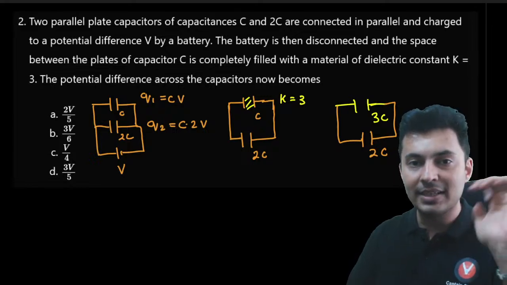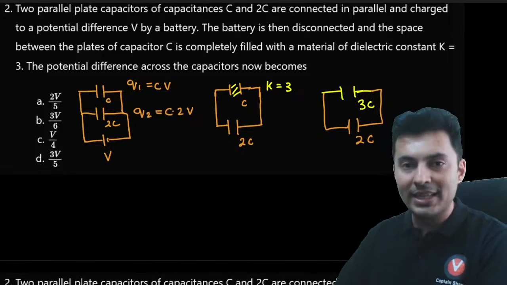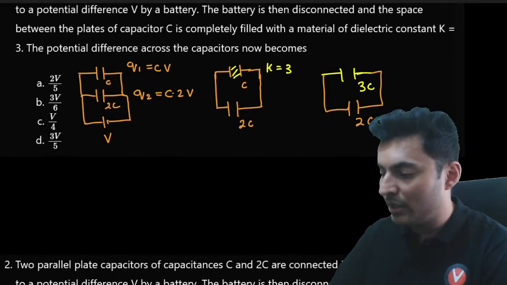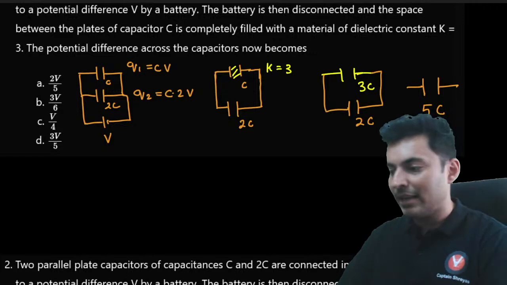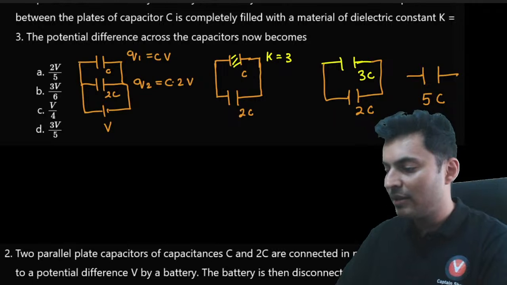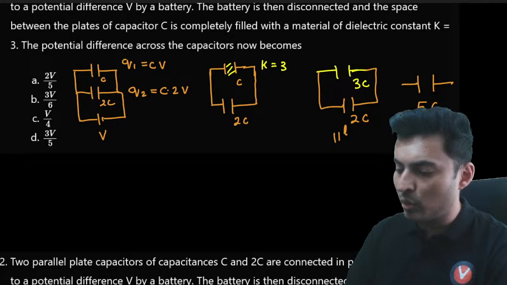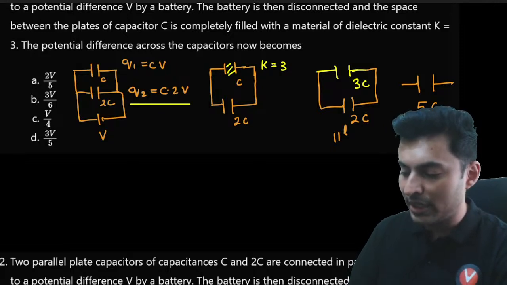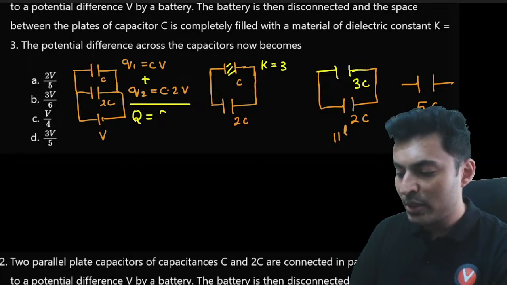3C and 2C capacitors in parallel. Because the capacitors are in parallel, can I convert them into one single capacitor? Why not? Just convert them into one single capacitor of 5C, because when they are in parallel the capacitances just add: 3C plus 2C is 5C. Now measure the total charge. What is the total charge here? It is CV plus 2CV, which makes 3CV.